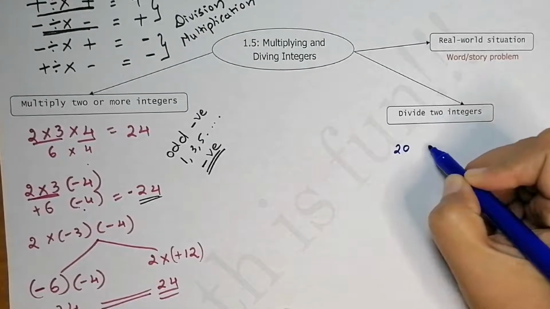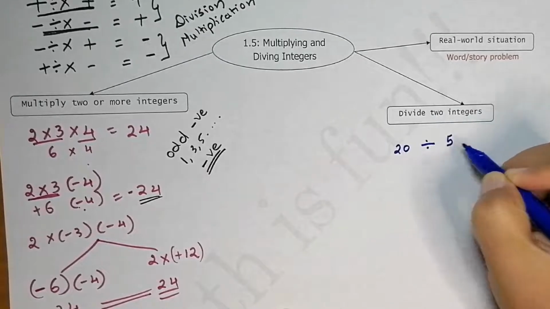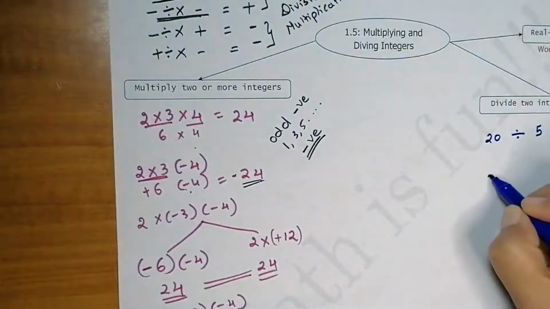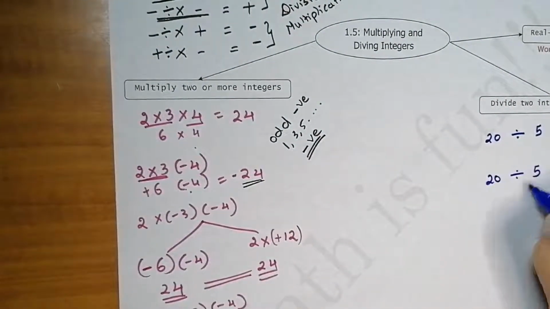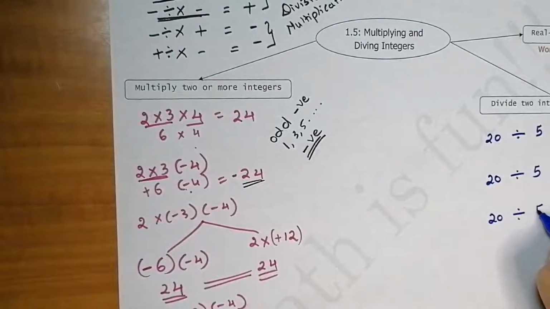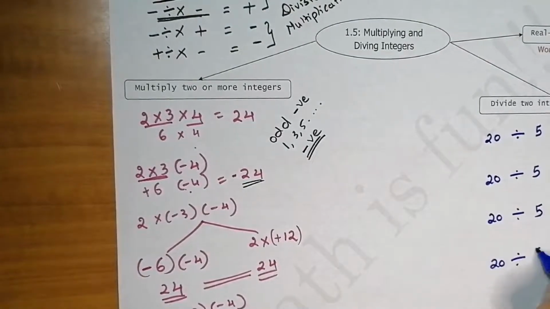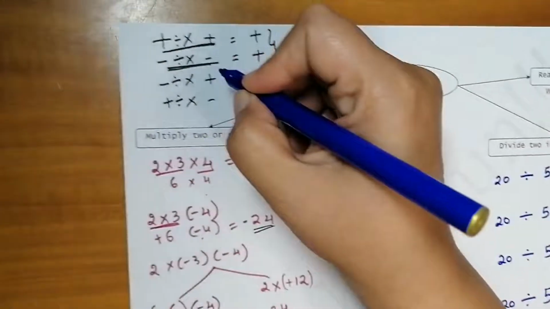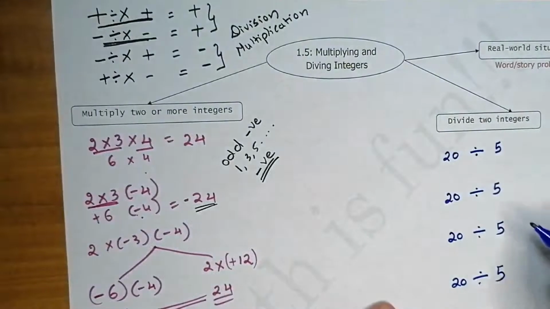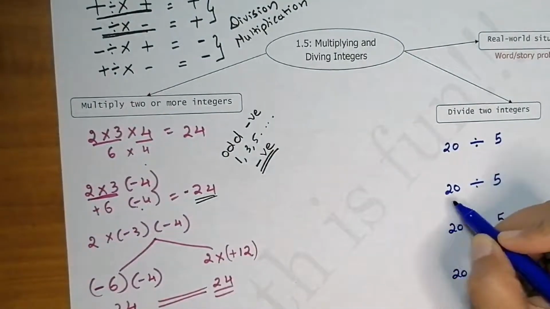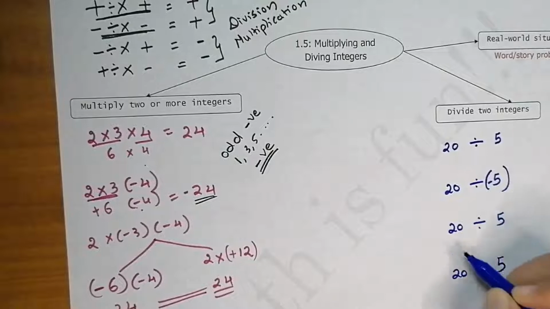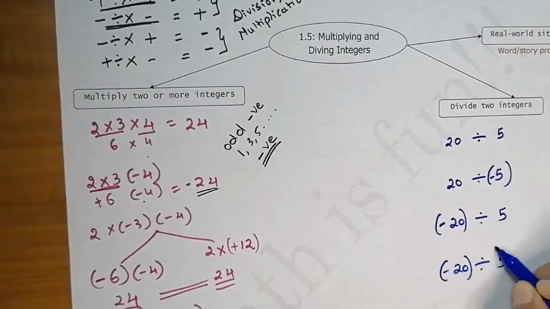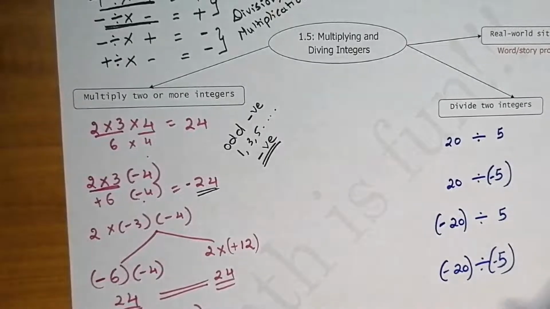Let's say 20 divided by 5. Okay, we're going to do all these 4 possibilities here. So we'll do it with the same number, 20 divided by 5. I'm not going to do the same thing, right? Don't worry, I'm going to put in the different combinations that we have here. So both positive, one is positive and one is negative, this one is negative and let's keep this positive, and this is negative and this is also negative here.